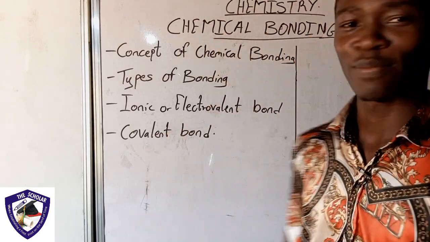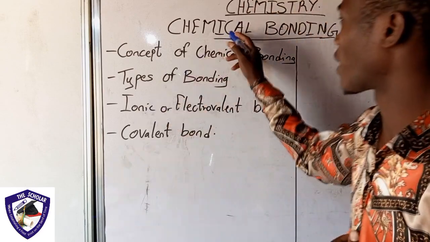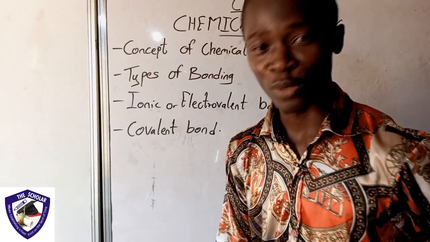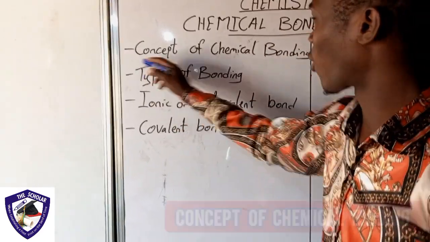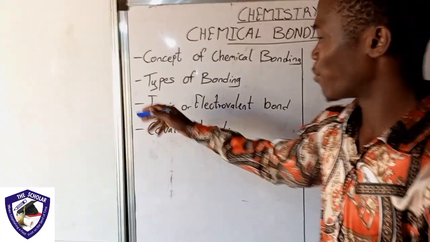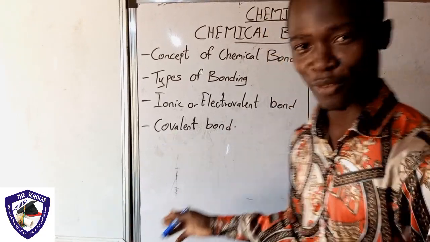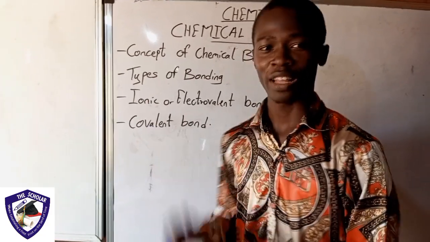My name is Mr. Sam, and I'll be taking you chemistry. Our topic for today is chemical bonding, and today we'll be looking at the concept of chemical bonding, the types of bonding. We'll be talking about ionic or electrovalent bond, and lastly, for today, we'll be talking about covalent bond.